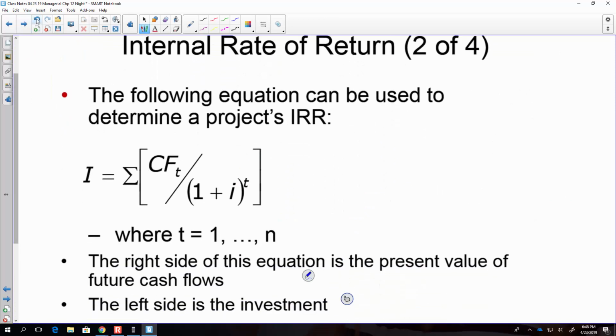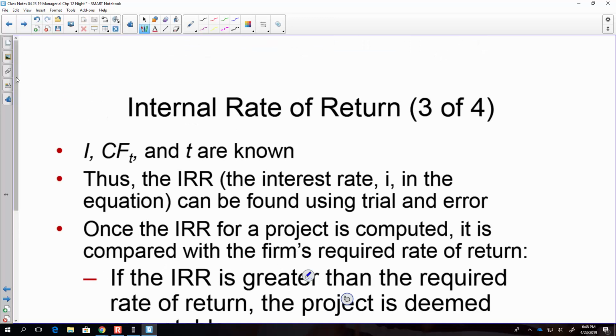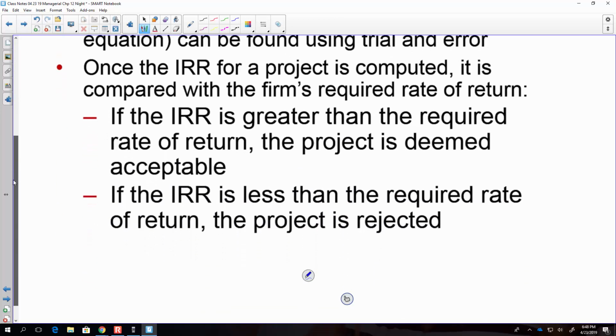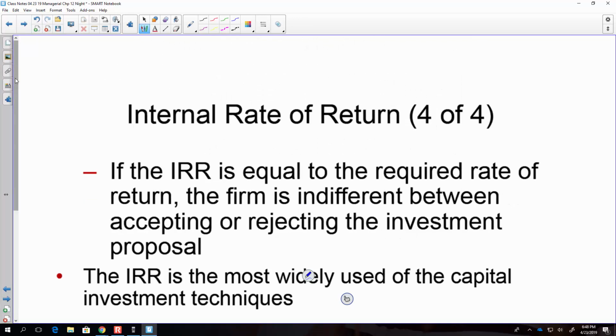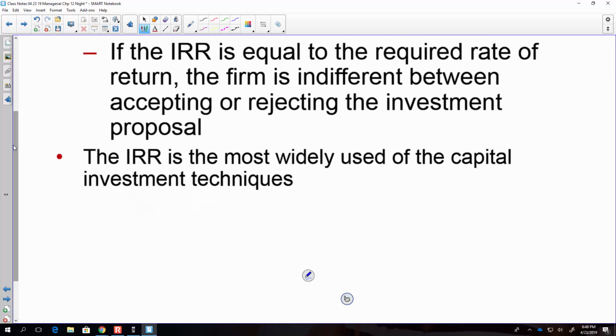So here's just a formula. Don't worry about that. It talks about when we would accept and reject the project. For the test, on page 656 again, of the two discounting models, because of its simplicity, because it's one number, it's the most commonly used capital investment technique. So please know that.